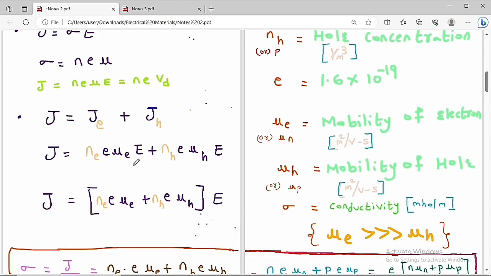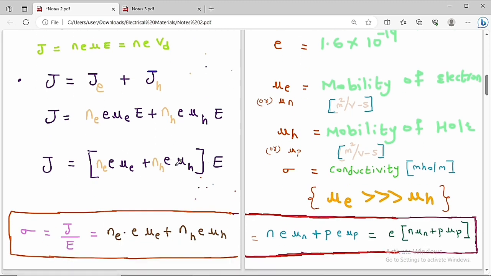As you can see clearly from this one, in place of n, I am taking n_e here. In place of mu, I am taking mu_e here. For this one, in place of n, I am taking n_h. In place of mu, I am taking mu_h. So now, in these two terms, e and E are constant. It's a common thing, so I take it outside. So we are going to get it like this.